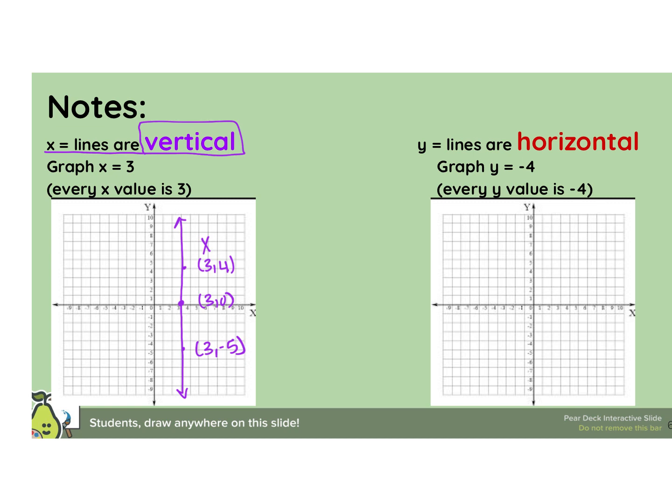The opposite would be a y equals line. Y equals lines are horizontal because all the y values are the same. So you go to y equals negative 4, you put a point, and then you draw a horizontal line. And the reason being, every single y value is negative 4. So the point 0, negative 4 is on this, or the point negative 5, negative 4, or the point 10, negative 4. All the y's are negative 4. So that's why it makes a horizontal line.